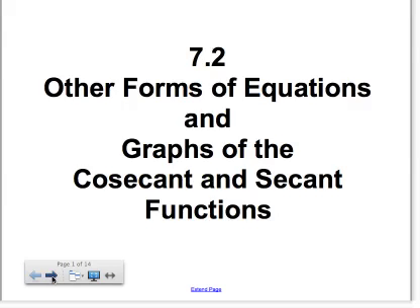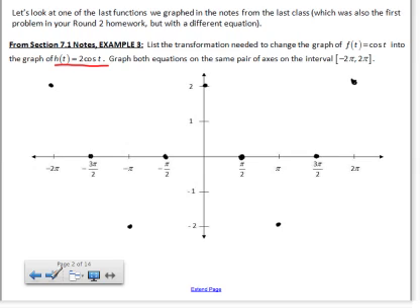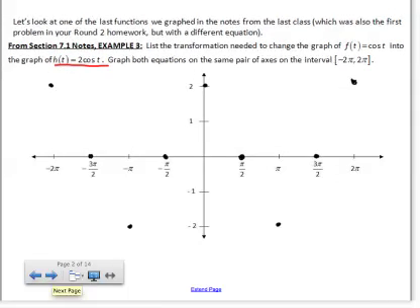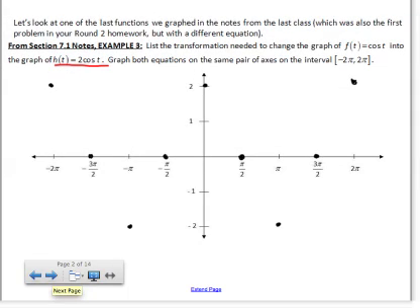Okay, so the first thing to look at is the last function that we did last class. We graphed h of t equals 2 times the cosine of t. All right, so what we're going to do right now is sketch the graph of that. Now we've already got our coordinates graphed. This is just a recap from last class.